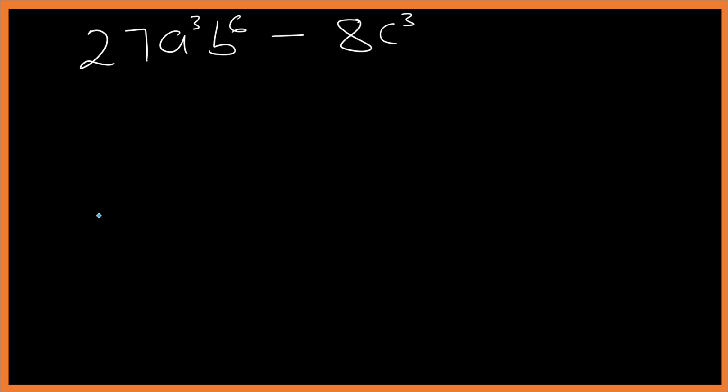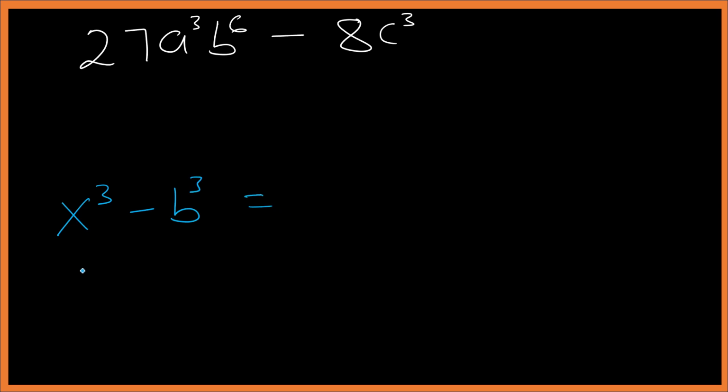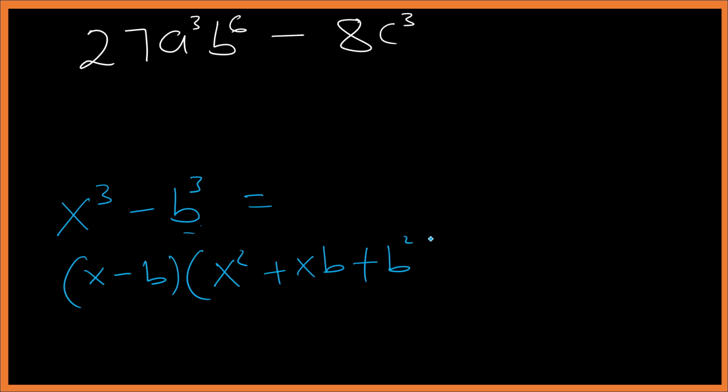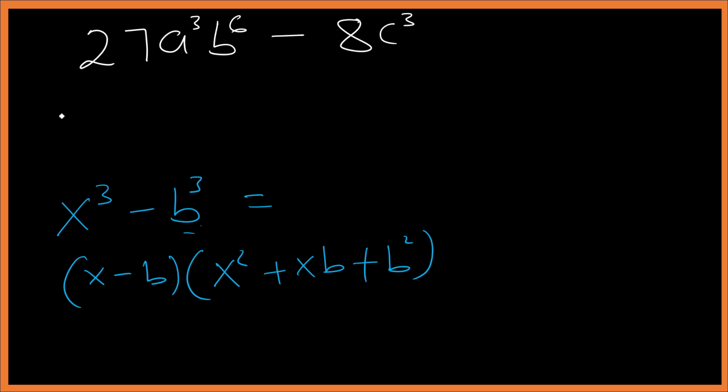Now, when we're given x cubed minus b cubed, it is the same as (x minus b) times (x squared plus the product of the two, xb, plus the square of this, b squared). So this one is called the difference of cubes. So can we rewrite this one as that? Now let's see how we can reduce this.